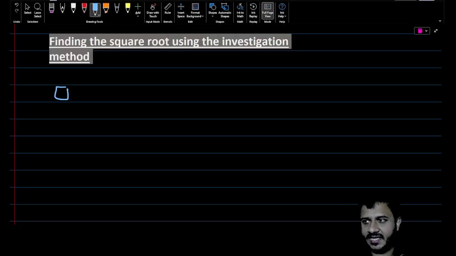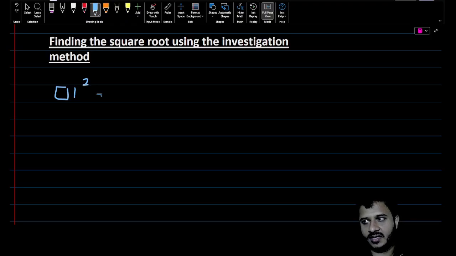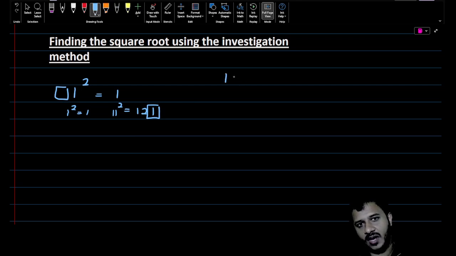Remember, anything ending with a 1, its square always ends with a 1. As an example, we know 1 square ends with a 1. Even 11 square ends with a 1, 121. That's ending with a 1. Does that make sense? So what you need to remember is 1 squares are ending with a 1.